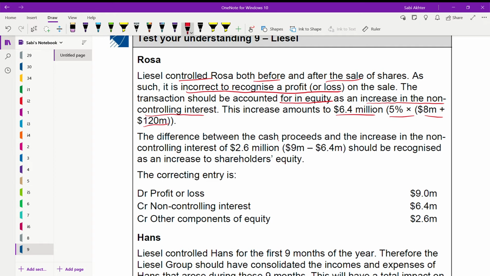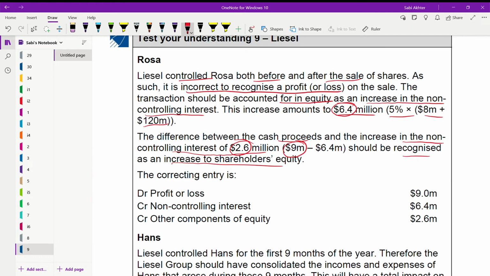So the difference between the cash proceeds and the increase in NCI has to be recognized as an increase in shareholders' equity. What is it? 9 minus 6.4, because now it is 6.4, but earlier you have recognized 9. You have recorded in excess, so you have to deduct it now. 9 minus 6.4 means you will be increasing equity by 2.6.